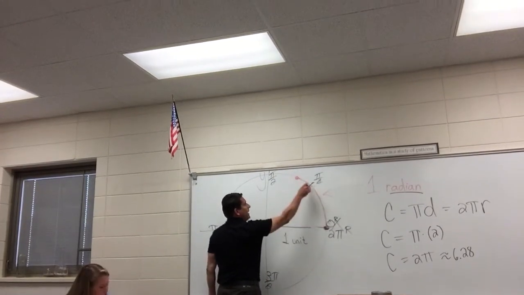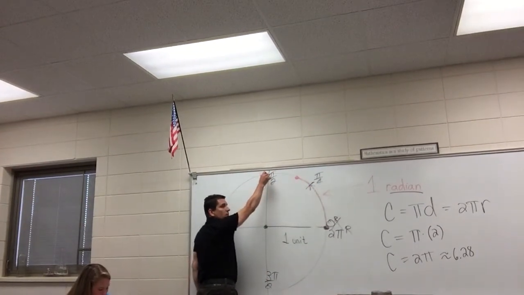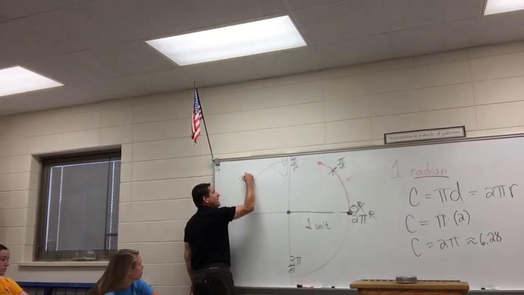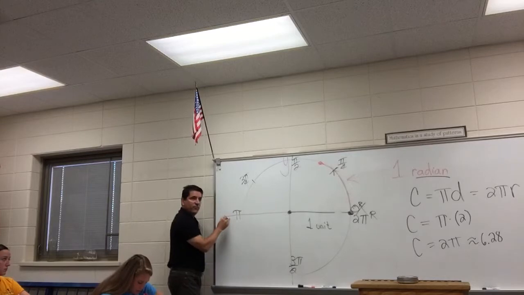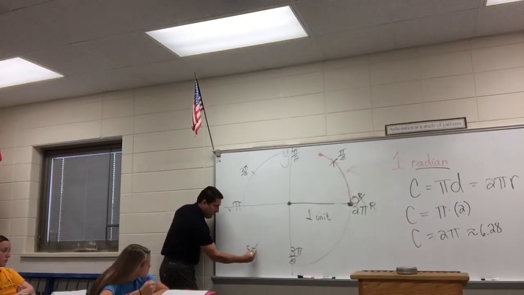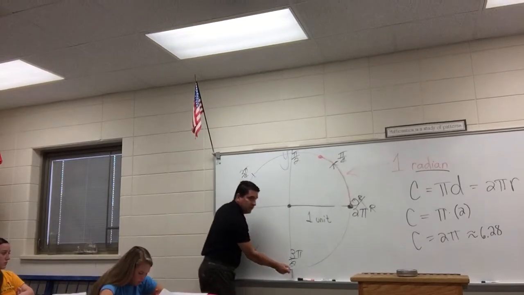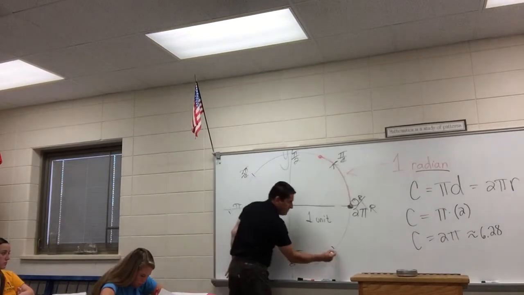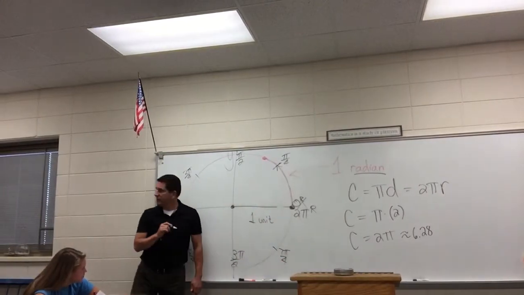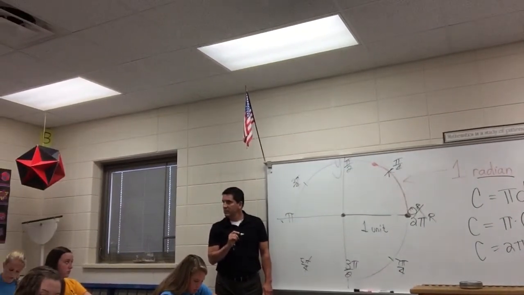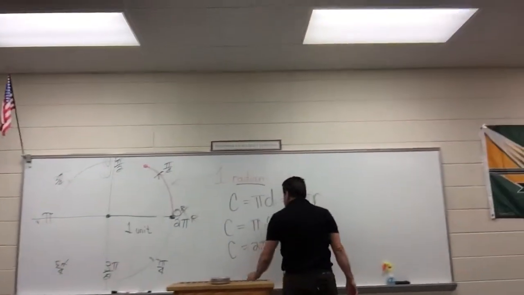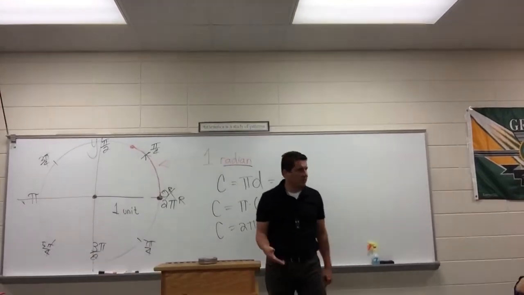If this is 1 pi over 4, this one is 2 pi over 4. If this one's 3 pi over 4, this one's 4 pi over 4, this one's 5 pi over 4, this one's 6 pi over 4, this one's 7 pi over 4, and then this one's 8 pi over 4. So we're back to where we started. Make sense? Okay, so those are all the fourths on the unit circle. What about all those thirds and those sixths?